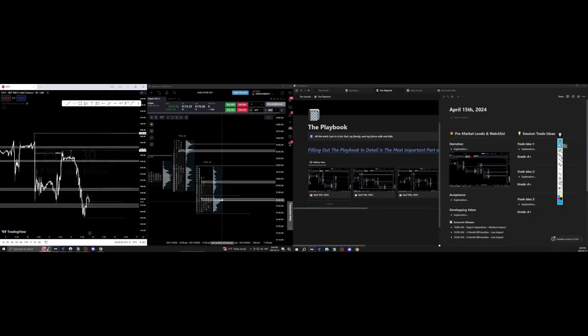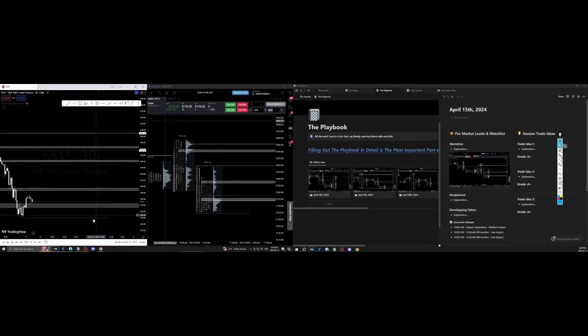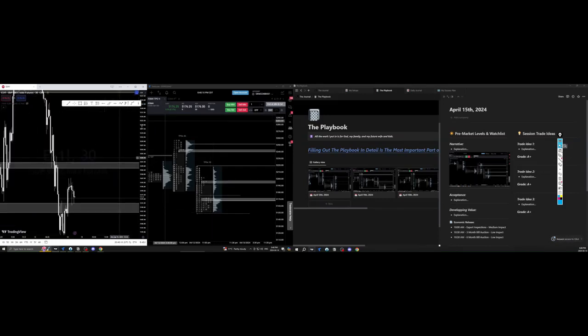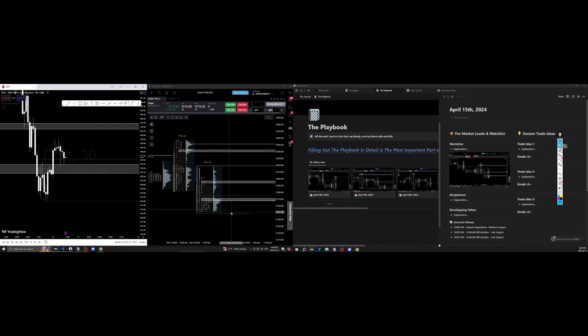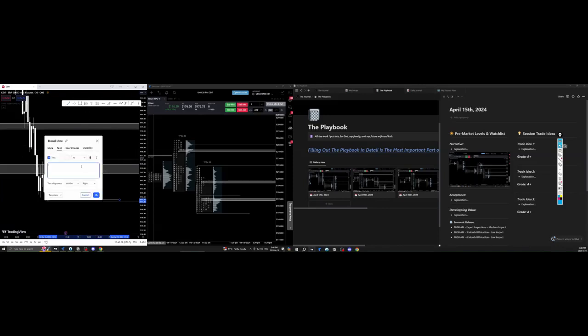What's next? We got this low. We have this value area low. Price, I can scale in a bit here. Low is at 51 even. Alright. Value area low.